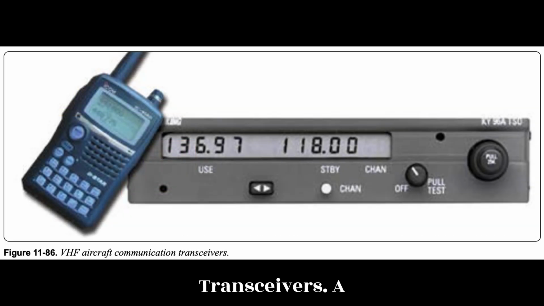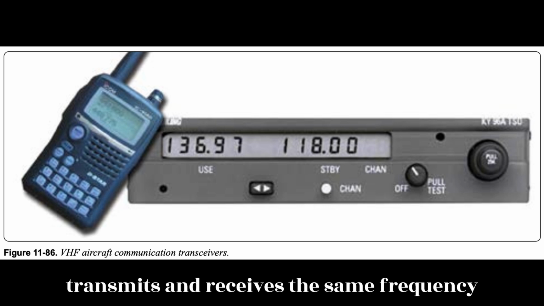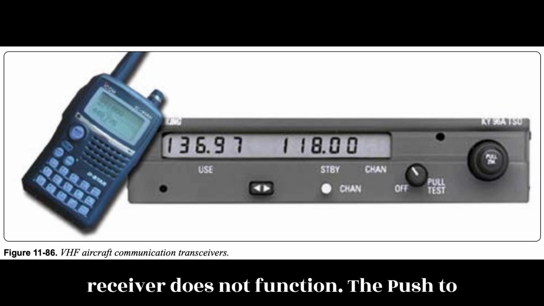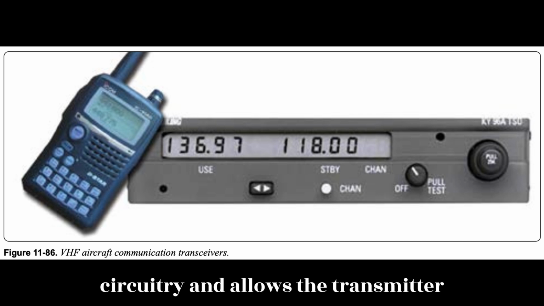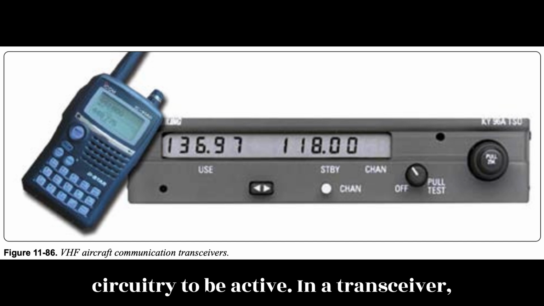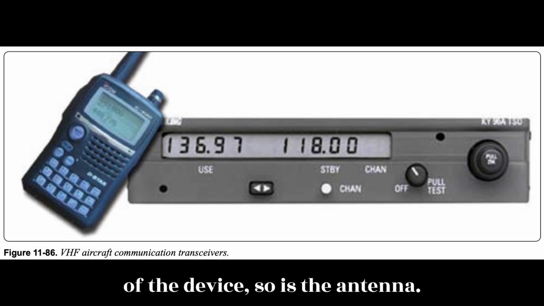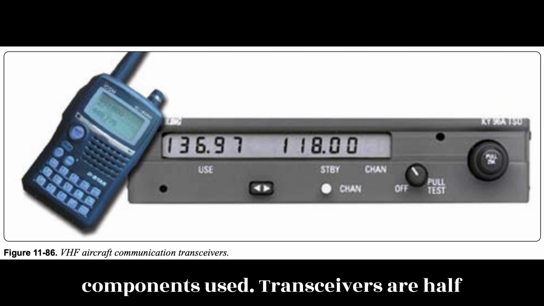Transceivers. A transceiver is a communication radio that transmits and receives. The same frequency is used for both. When transmitting, the receiver does not function. The push-to-talk (PTT) switch blocks the receiving circuitry and allows the transmitter circuitry to be active. In a transceiver, some of the circuitry is shared by the transmitting and receiving functions of the device. So is the antenna. This saves space and the number of components used.